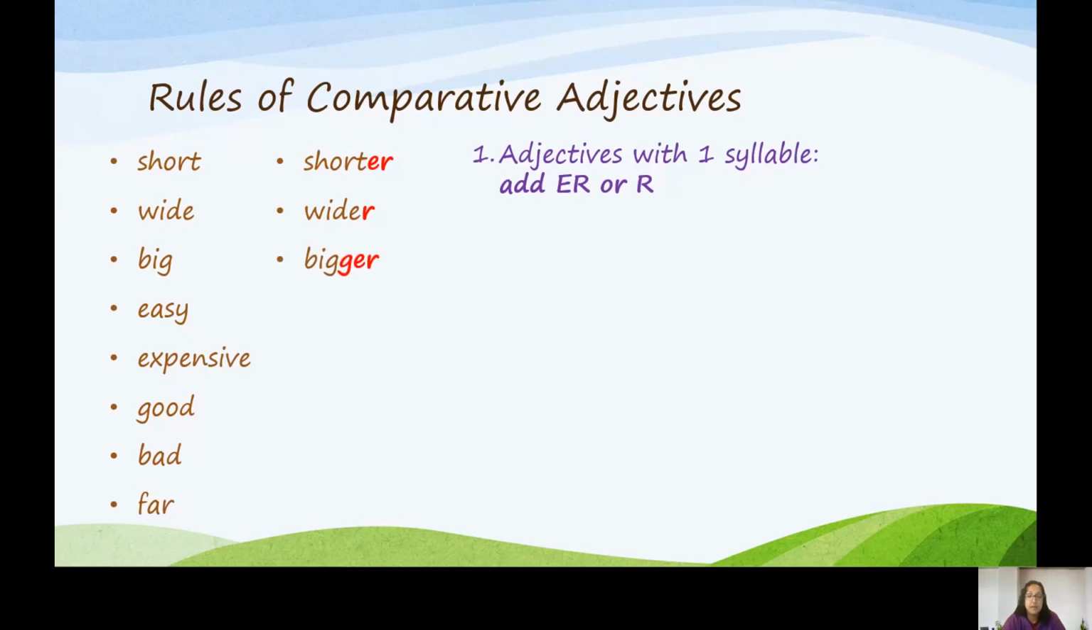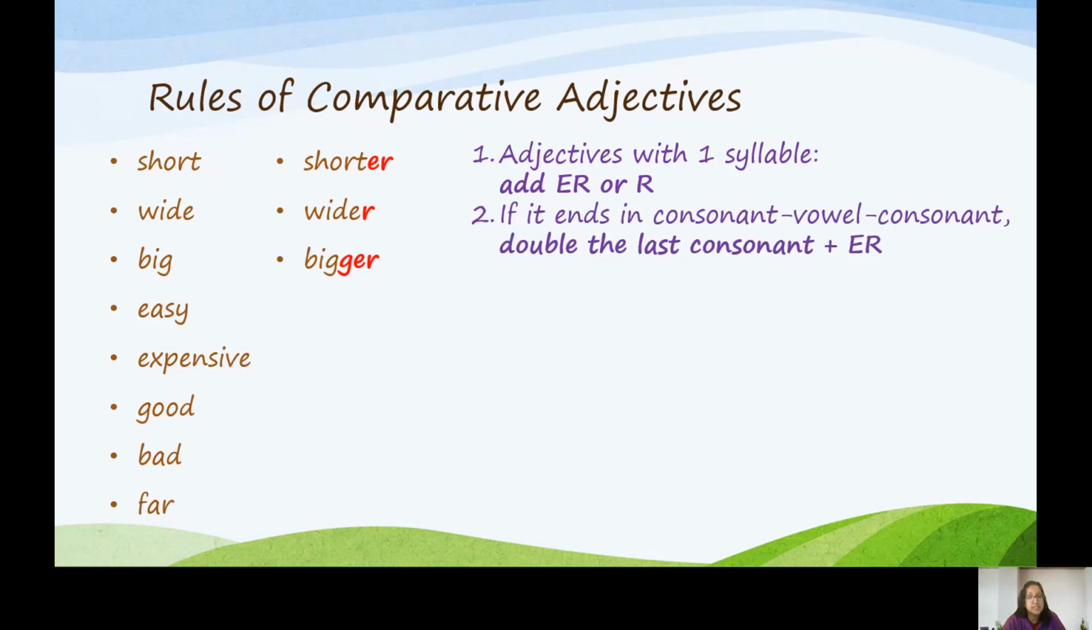Big becomes bigger. This is a one-syllable adjective as well, but if the adjective ends in a consonant, vowel, consonant combination, we double the last consonant and add er. So a vowel is A, E, I, O, U, consonant B, C, D, F, G, and so on. Here, big, B is a consonant, I is a vowel, G is a consonant. So we double the G and add er.